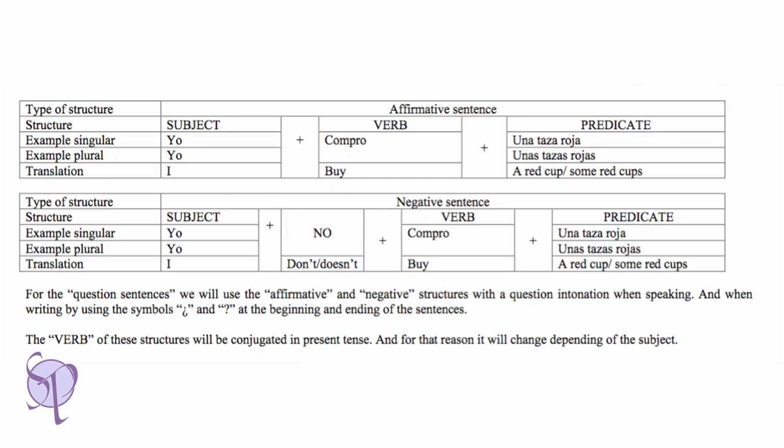How do we make this sentence negative? Remember, for making a sentence negative, we just write the word no before the verb. The verb in this example is comprar, conjugated, which is compro. So it will be yo no compro una taza roja.